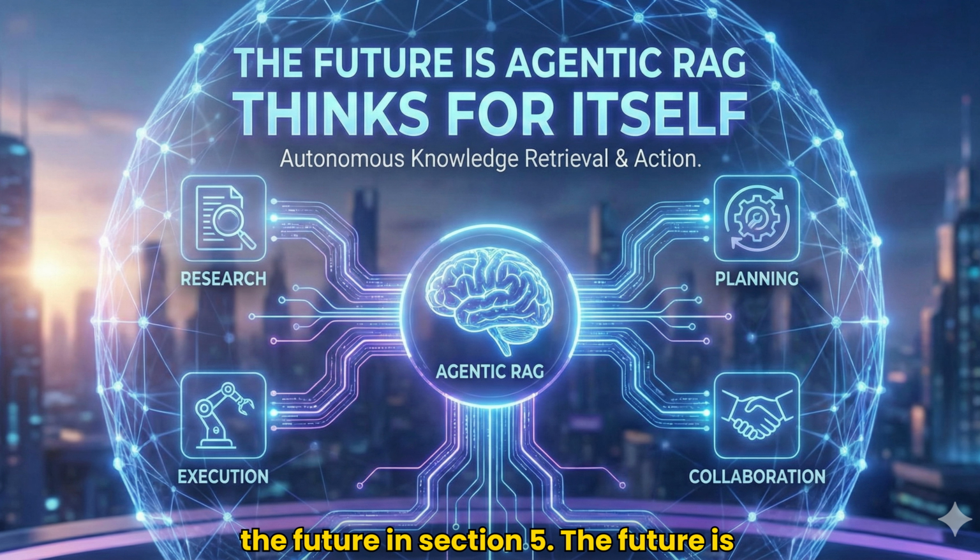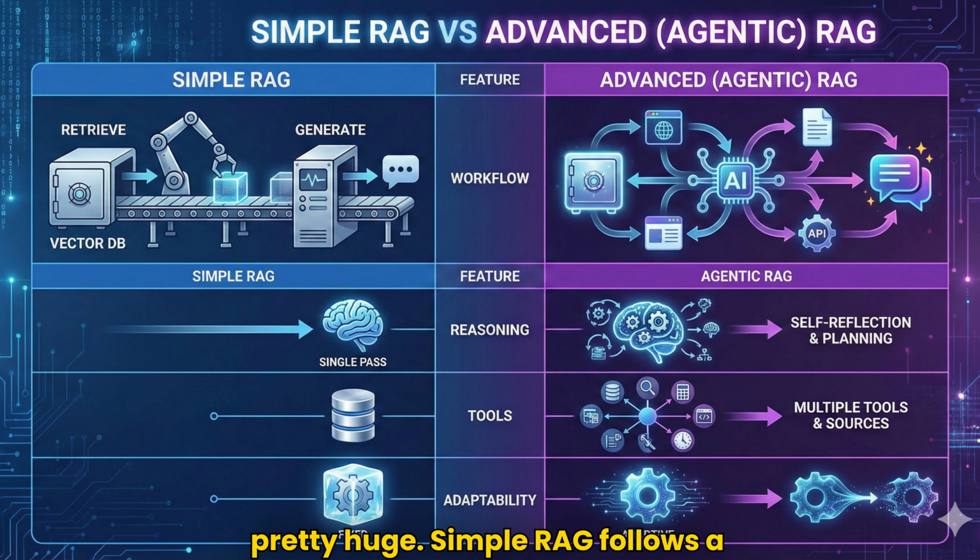Let's look to the future in Section 5. The future is agentic. This is where RAG really starts to think for itself. And the jump here is pretty huge. Simple RAG follows a fixed two-step process. Find the info, then write the answer.